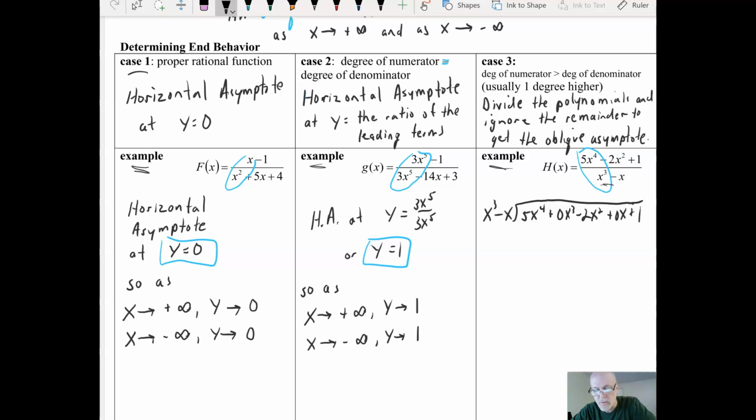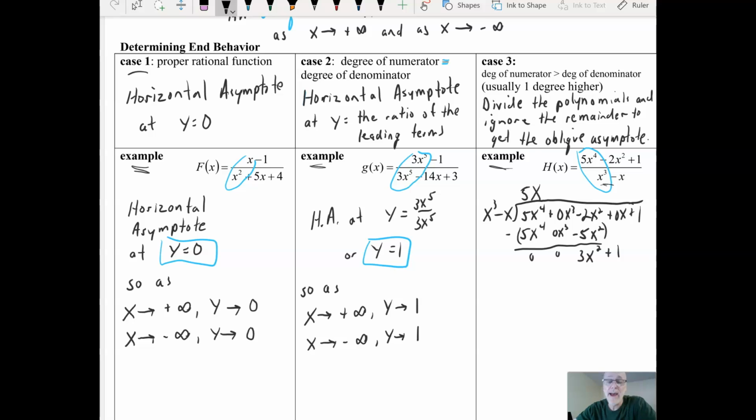All right, so we ask ourselves, what do we multiply x to the third by to get 5x to the fourth? And that's 5x. So we put a 5x right over that 5x to the fourth. We distribute. We get 5x to the fourth minus 5x squared. I'm going to put that underneath the x squared term, and I'll put a 0x to the third. It won't really be used very much. As you see, when we subtract here, we get 0 minus 0 is 0. And then negative 2 minus a negative 5x squared is a 3x squared. Carry down the 0x, we don't really need to, and then the plus 1.